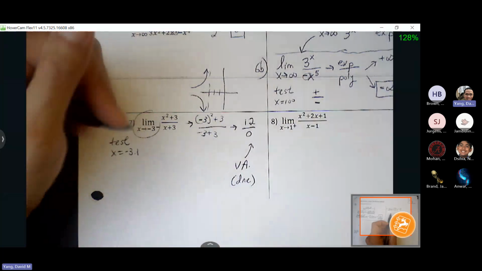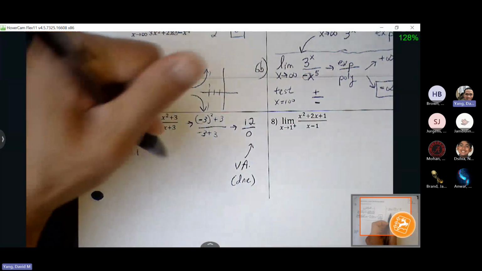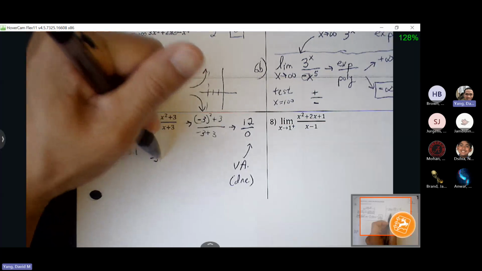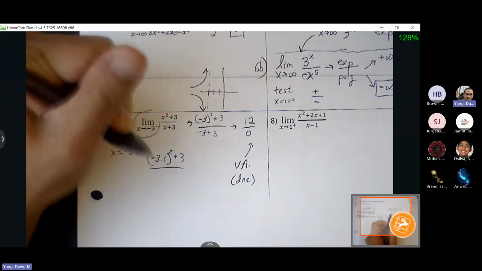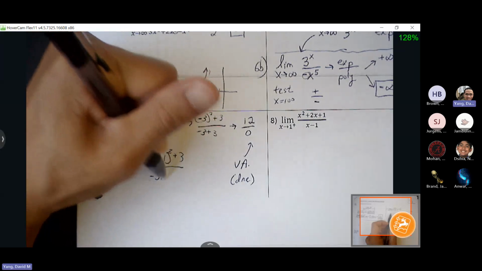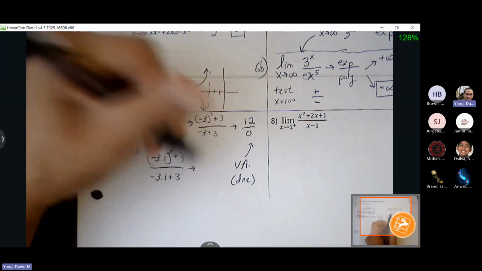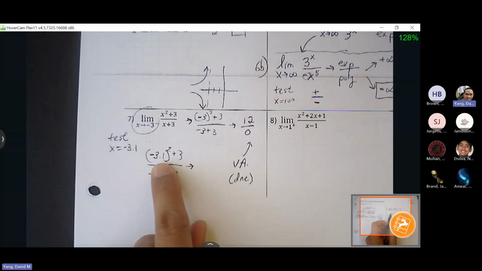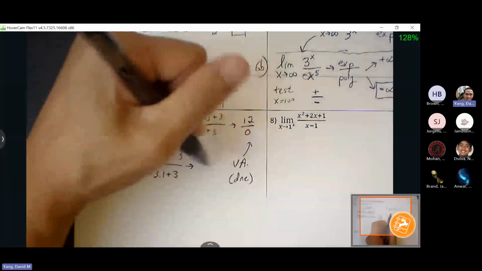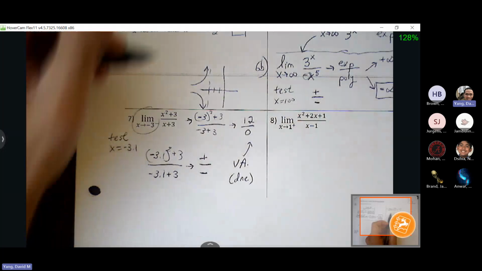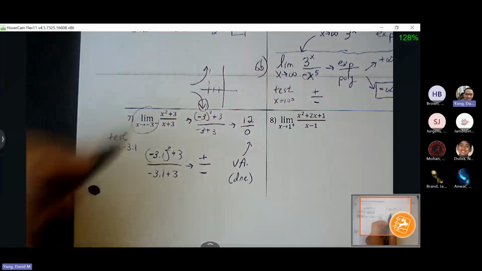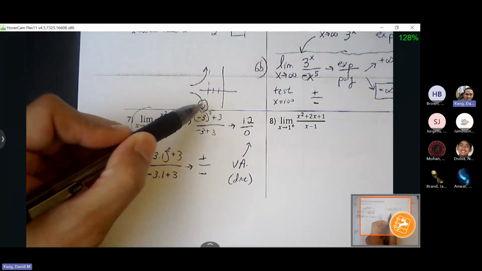All right, so negative 3.1 for x, we can do this without a calculator because we only care about the signs, so we don't have to find the actual decimal value, just the signs. Okay, so this is positive 9-ish plus 3. That's still positive. Negative 3.1 plus 3 is negative. Positive over negative is negative. So between these two options, we know we're going to be headed towards negative infinity.